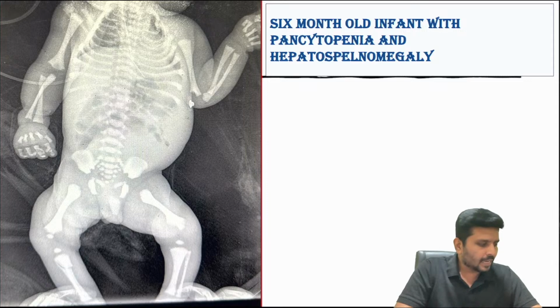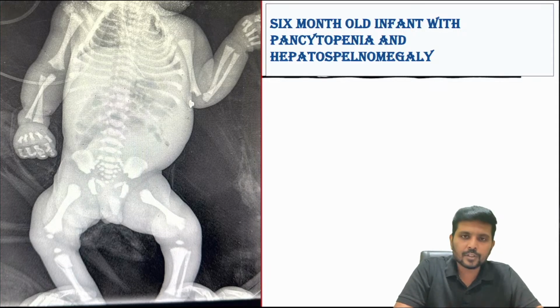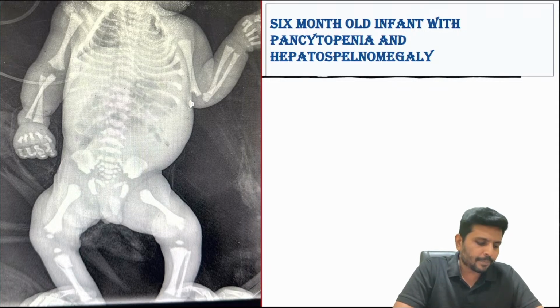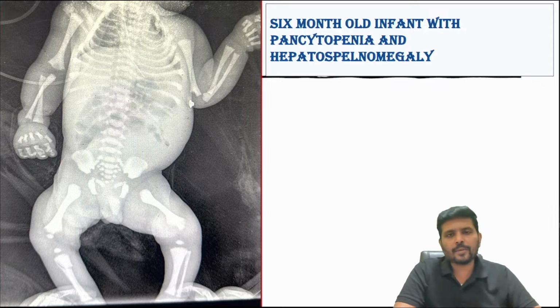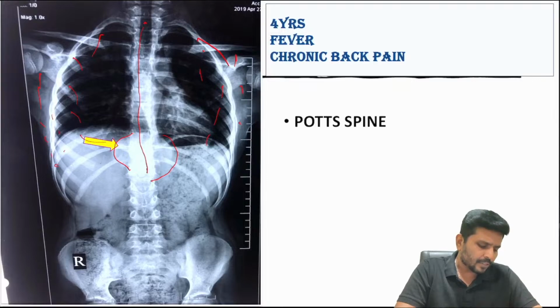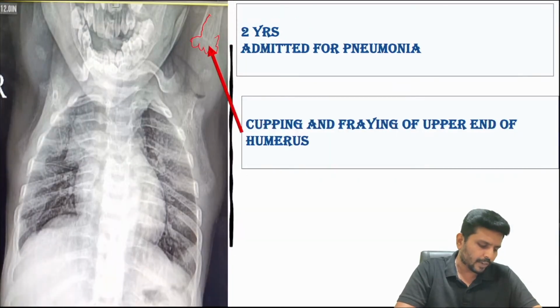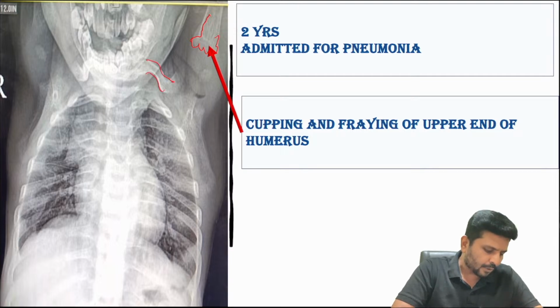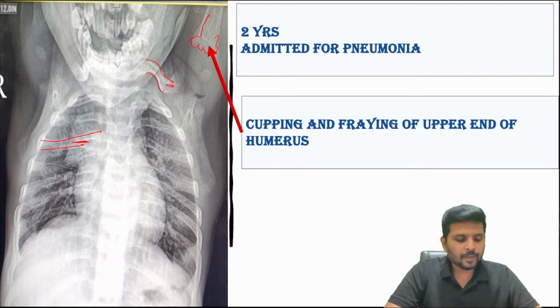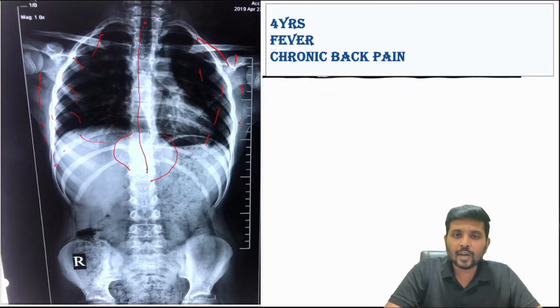And again, the last X-ray for today. What is this? A 6-month-old child with pancytopenia and hepatosplenomegaly. Normally, when you see any bone in any of these X-rays, you have a cortex and you have a medulla. Cortex is thick and medulla is thin.